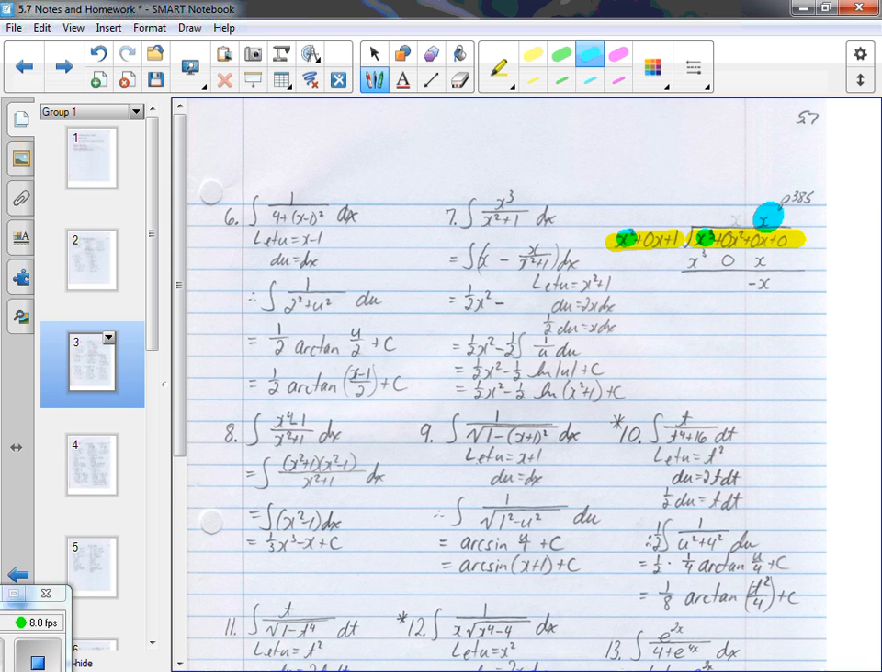X cubed divided by x squared gives you the x. Then you multiply. So then x times 1 is x. Put it in the x column. X times 0 is 0. That's in the x squared column. X times x squared is x cubed. That's in the x cubed column.